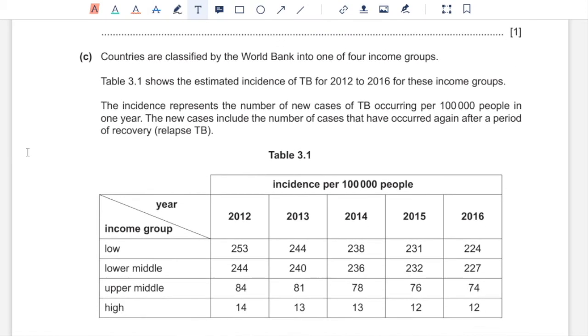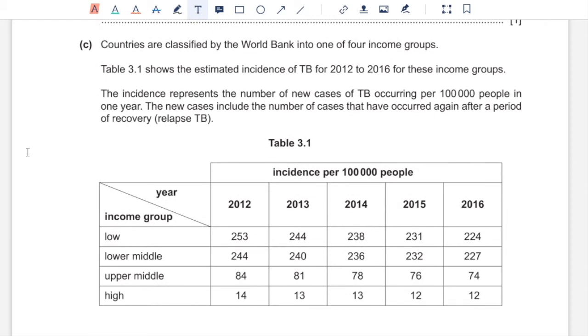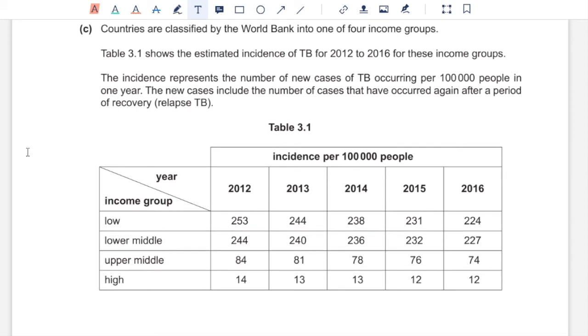C. Countries are classified by the World Bank into one of the four income groups. Table 3.1 shows the estimated incidence of TB for 2012 to 2016 for these income groups. The incidence represents the number of new cases of TB occurring per 100,000 people in 1 year. The new cases include the number of cases that have occurred again after a period of recovery. So a relapse of TB.